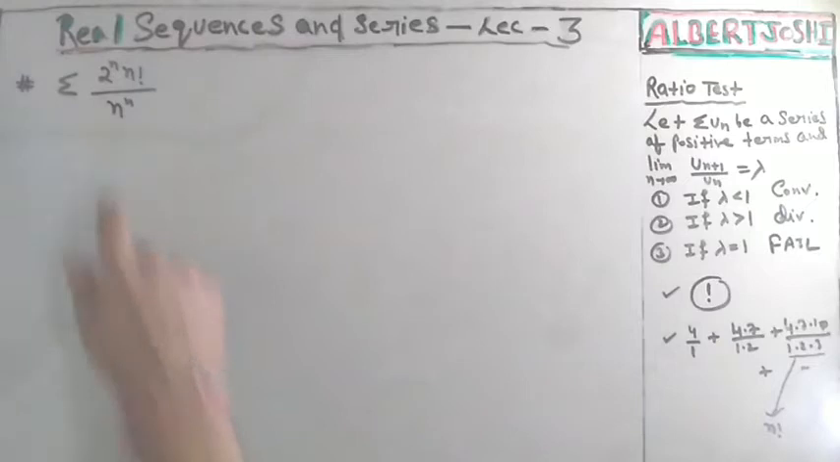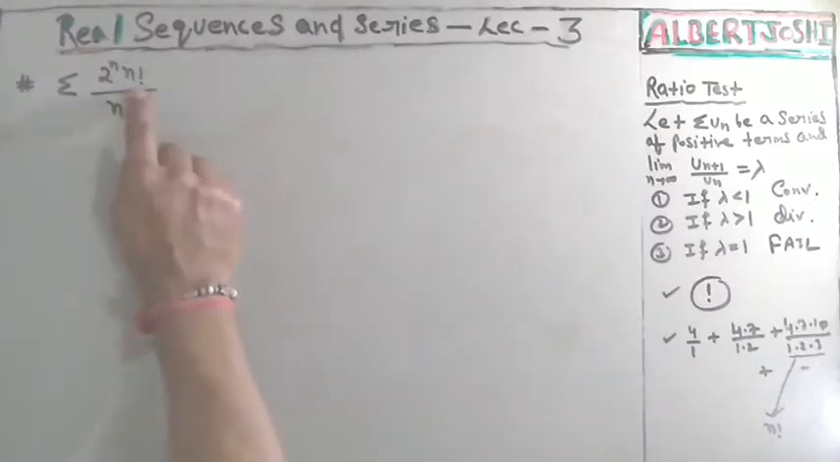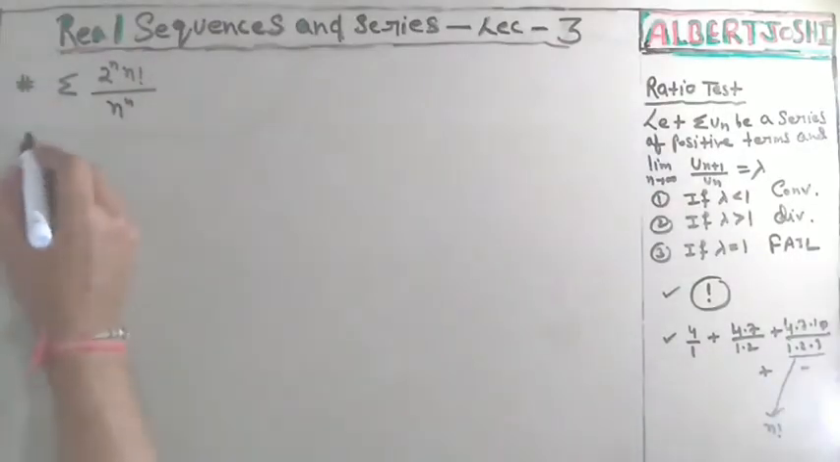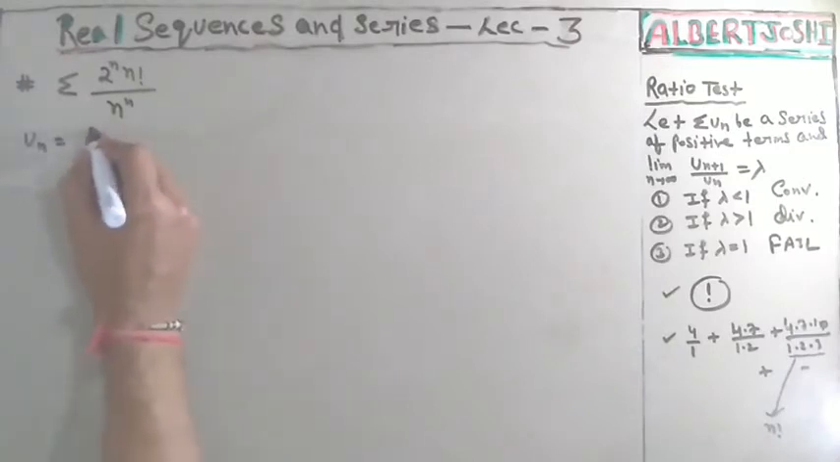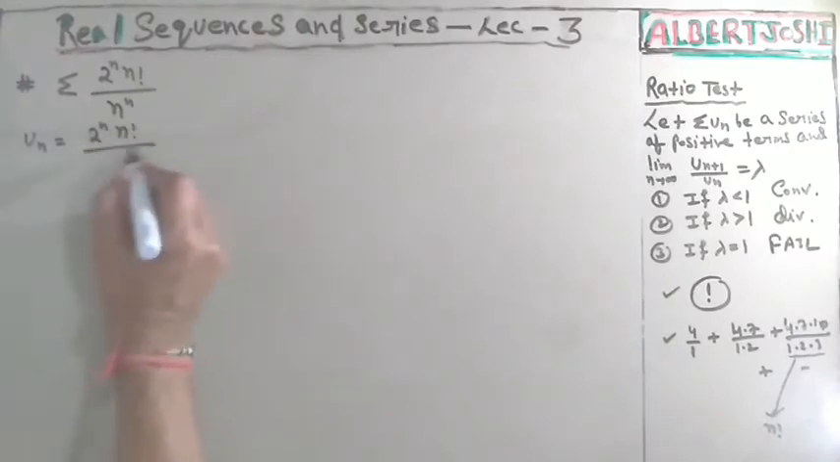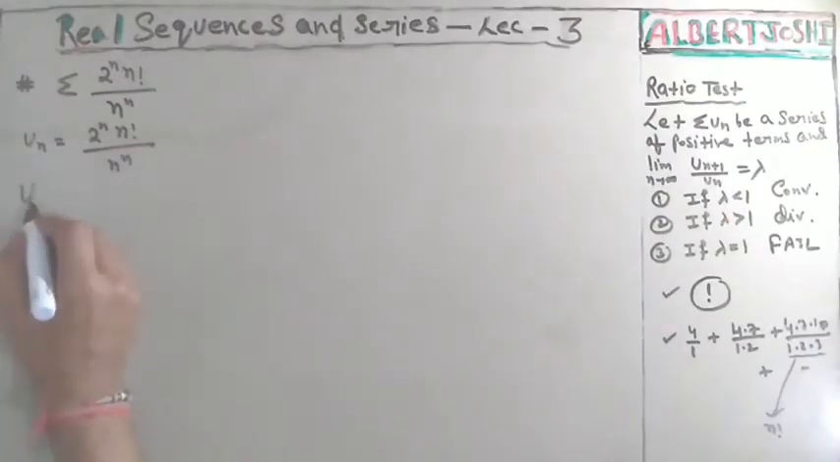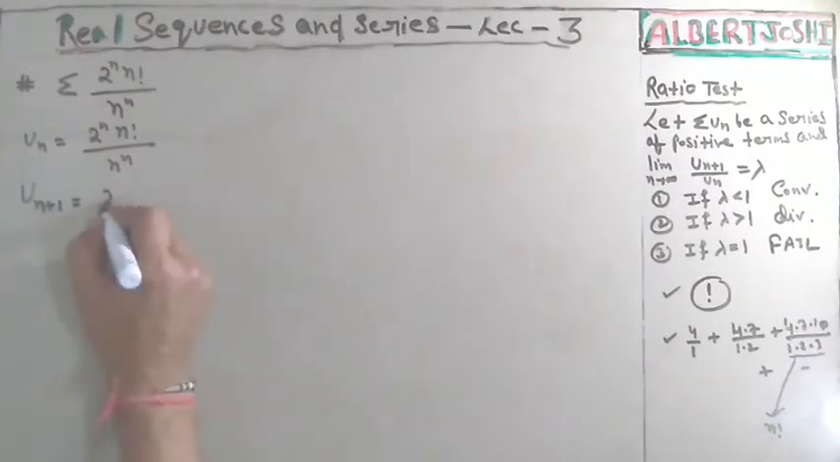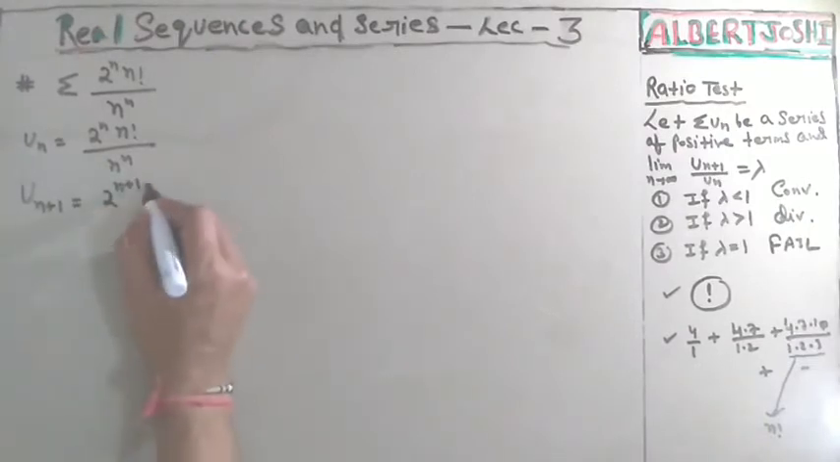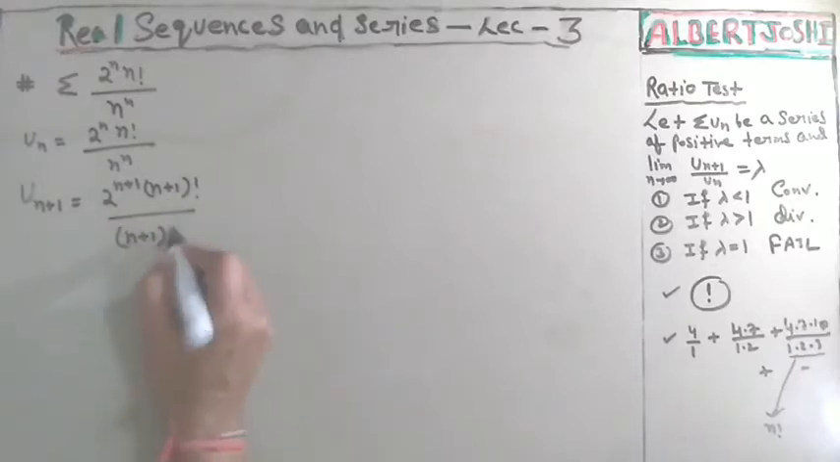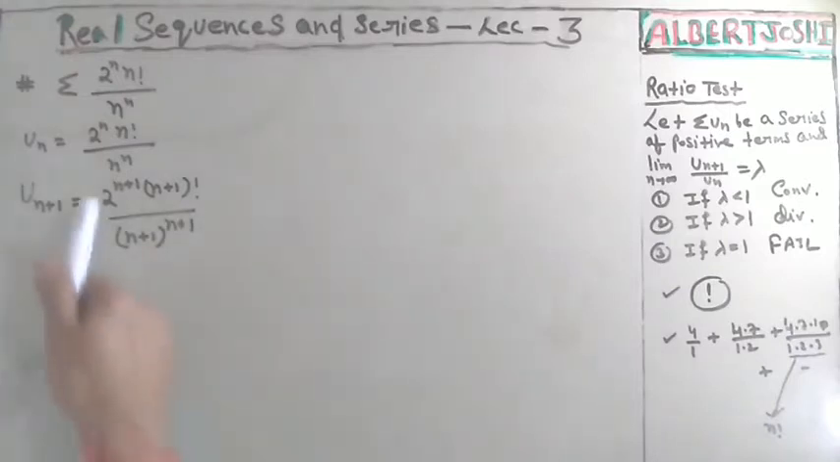Okay, we are taking one example. Here you can say that there is also a factorial, so it will be solved with the help of the ratio test. So this is un actually. They have given us un equal to 2 to the power n factorial upon n to the power n. So what about un plus 1? In place of n you have to put n plus 1. So un plus 1 is equal to 2 to the power n plus 1 factorial upon n plus 1 to the power n plus 1. In place of n you have to put only n plus 1, nothing.